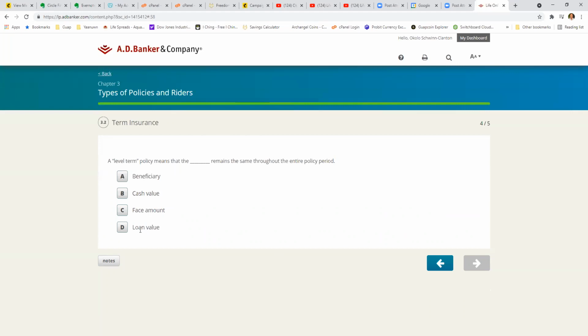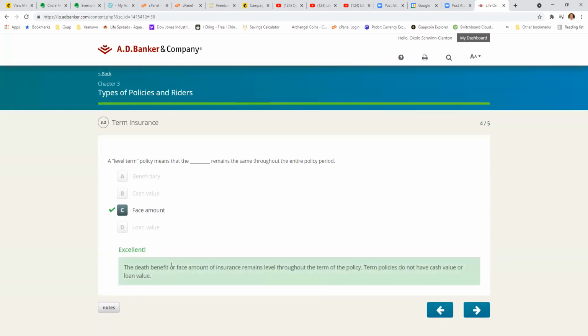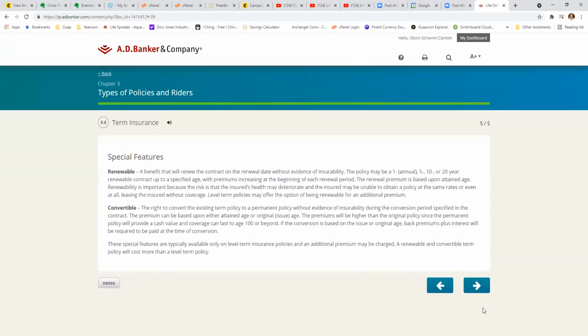No, the loan value, there are no loans with term because there's no cash value, and loans come out of cash value. So the only correct answer would be face amount. The death benefit or face amount of insurance remains level throughout the term of the policy. Term policies do not have cash value or loan value. The beneficiary can be changed at any time.